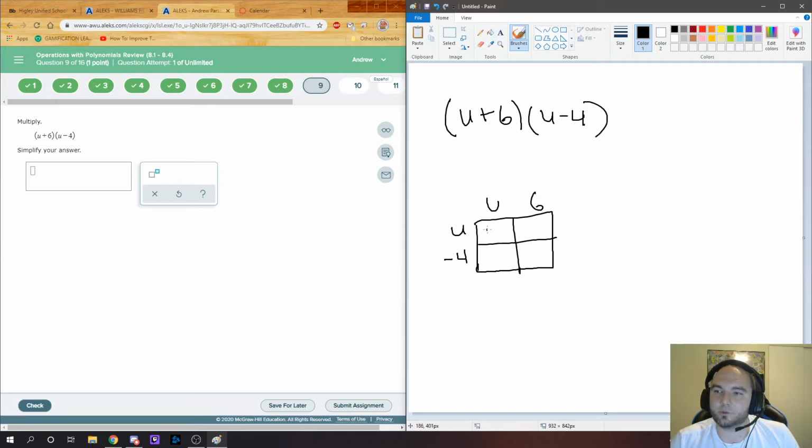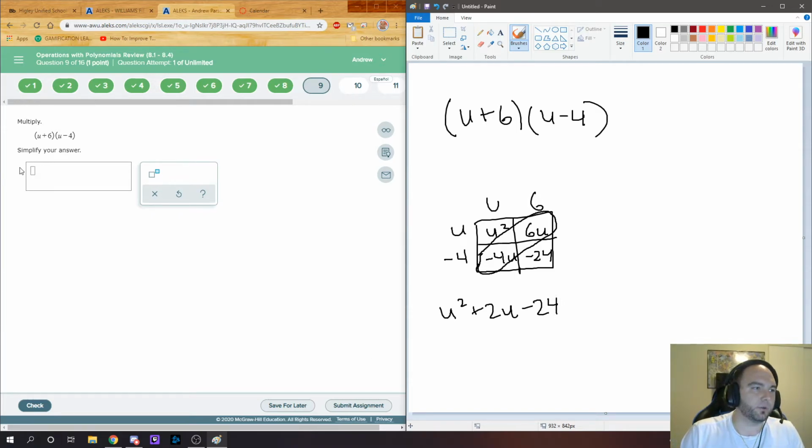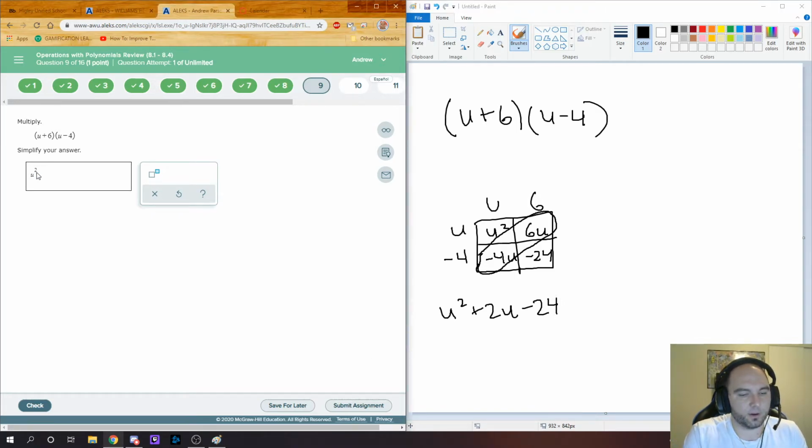All right, u times u is u squared. 6 times u is 6u. Negative 4 times u is negative 4u. And negative 4 times 6 is negative 24. These are the same 4 things I would have got by foiling. And you would have got the same 2 like terms in the middle. But this just helps organize everything. So I got u squared plus 2u minus 24.